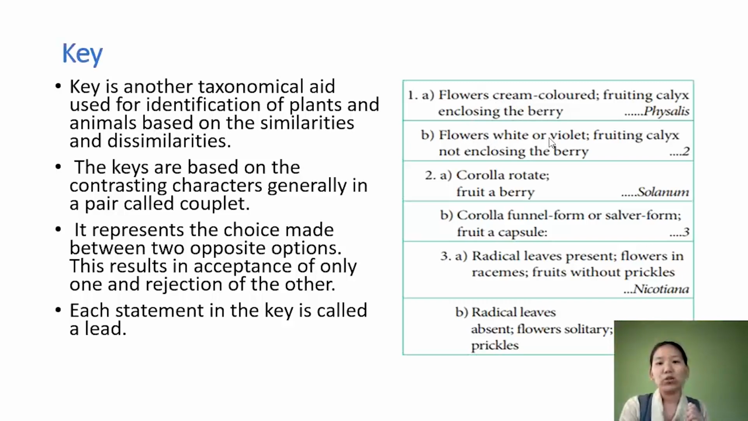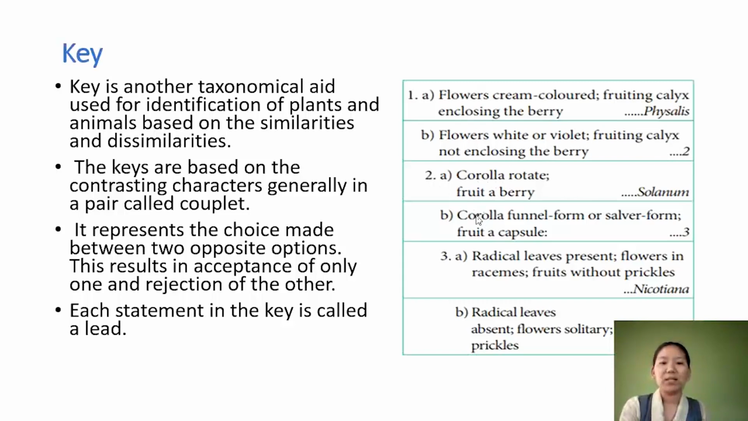Okay, flowers are white or violet, and the fruiting calyx is not enclosing the berry. If it is so, then you will be given a lead guide wherein you have to move to 2. So again at 2, you have a two-statement choice here.